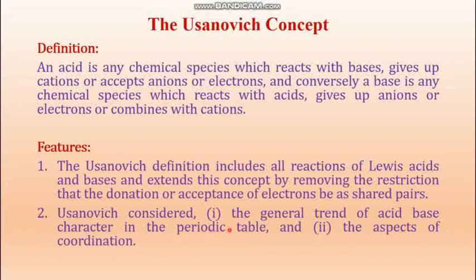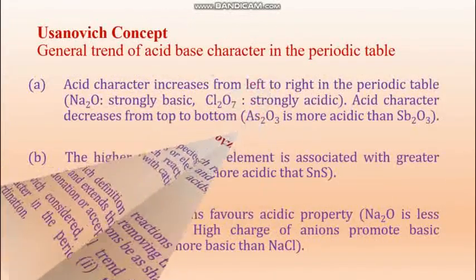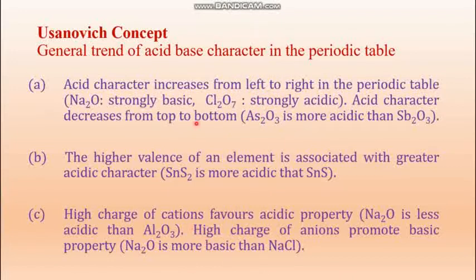And this theory considered the general trend of acid-base character in the periodic table and the aspects of coordination. Now, these two things, the general trend of acid-base character in the periodic table and the aspects of the coordination, should be more elaborately discussed. So, on having more elaboration on these two things, let's go through some periodic properties of acidity and basicity. This will discuss the general trend of acidity and basicity along a periodic table.